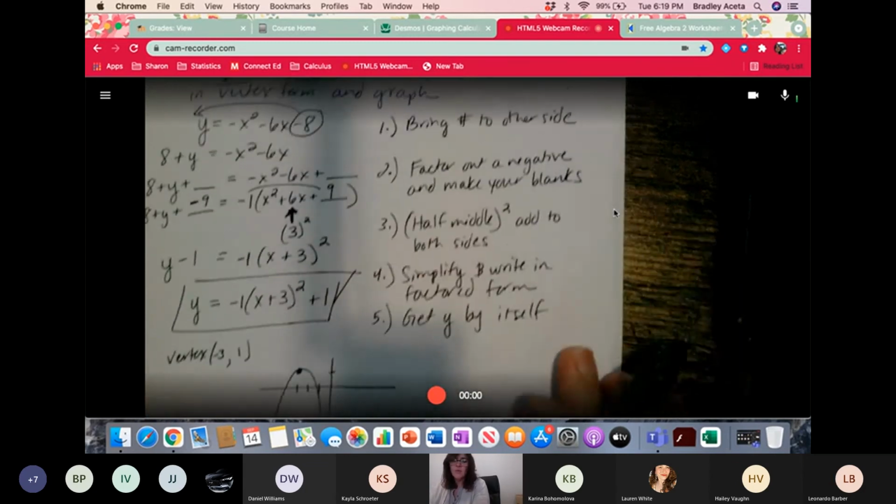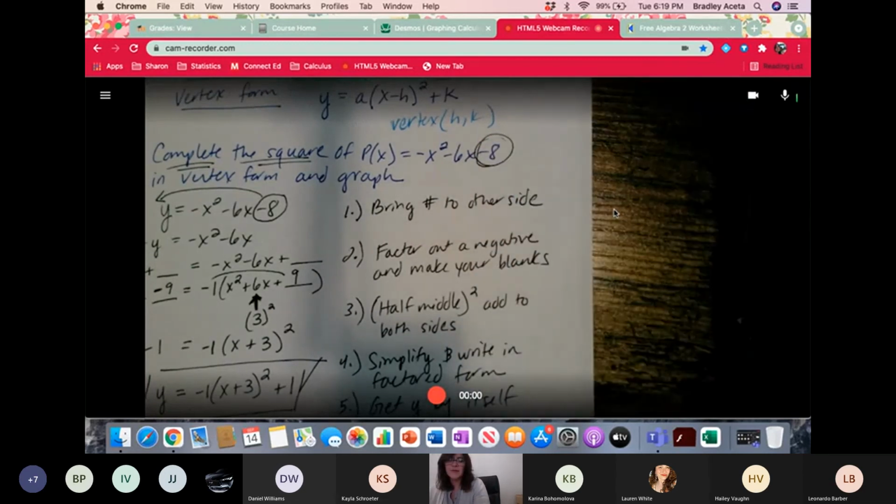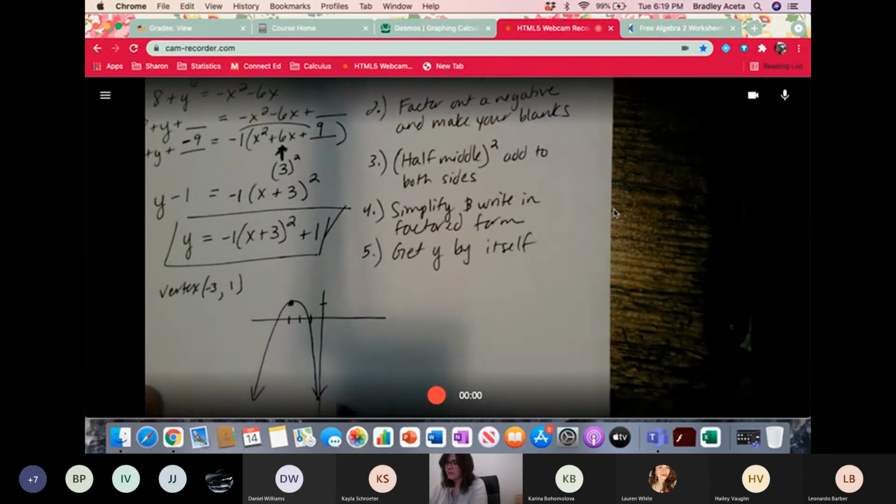So it's going to go like that. There is a y-intercept, back to the original equation, right there at -8. So there's going to be a y-intercept right here at (0, -8).